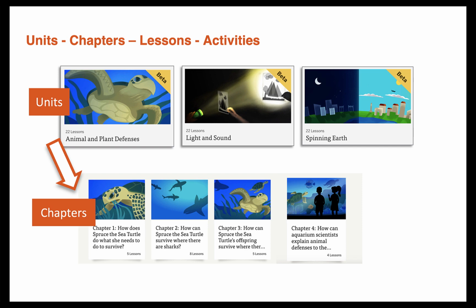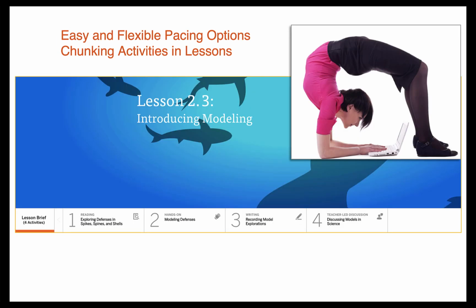Now, I mentioned the flexibility of our units. So units are chunked by chapters, and those chapters include lessons. And each lesson has a series of activities. So if I take my animal plant defense unit, I can see it has 4 chapters. And then when we get to the actual lessons, this is where the flexibility of time in your classroom comes in. So maybe this particular day, I only have enough time to do the reading and then the hands-on activity. I can hit pause and pick up activity 3, the writing, and the teacher-led discussion 4 in my next period.